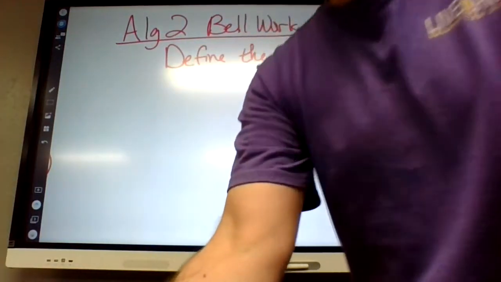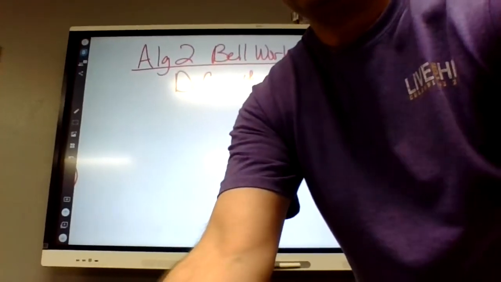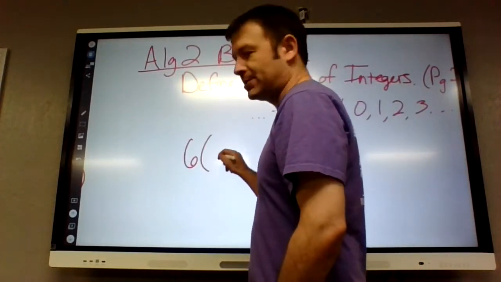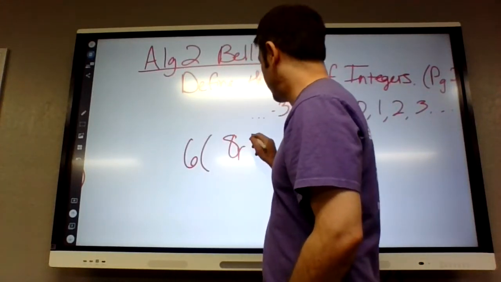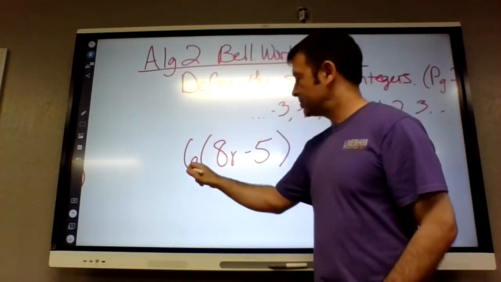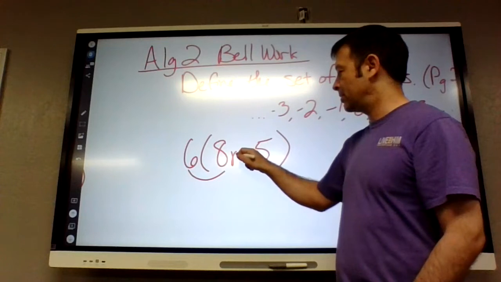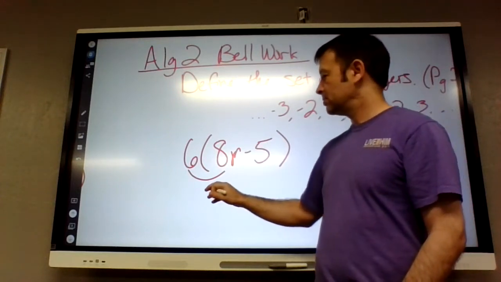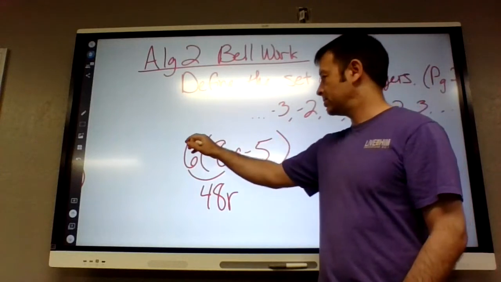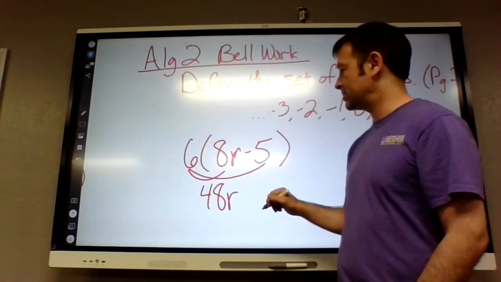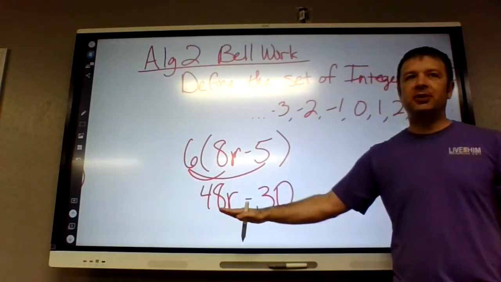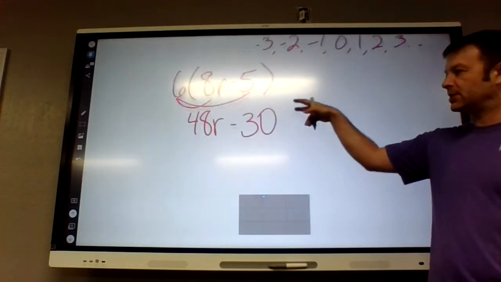So on number one, back that up. You got to use distributive property. So that just means 6 gets multiplied to both of these. So you guys, what's 6 times 8r? 48r. I don't care if you use a calculator. Minus 6 times 5, so minus 30. Can I do anything else with that? No. So that's it. That's number 1.